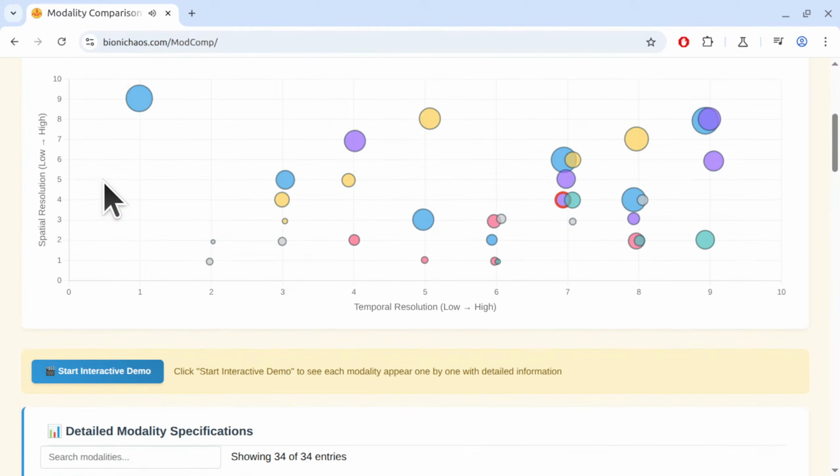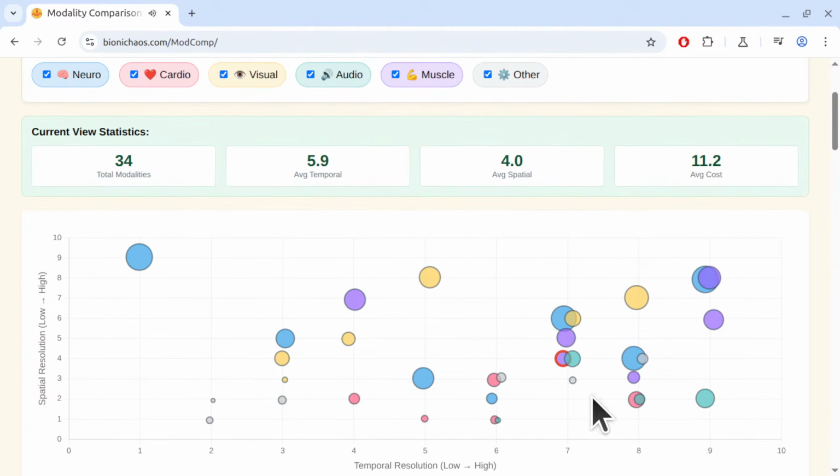Basic stuff. But then you have ultrasonic microphones. Those jump to 9 temporal, 2 spatial, and 14 cost. Used for high-frequency analysis. Listening to things we literally can't hear, like bats, or maybe finding tiny flaws in materials through vibration. Exactly. Because sometimes hearing the dog whistle isn't enough. You need to hear the bat signal or diagnose a machine fault by its ultrasonic signature. It opens up totally different applications.